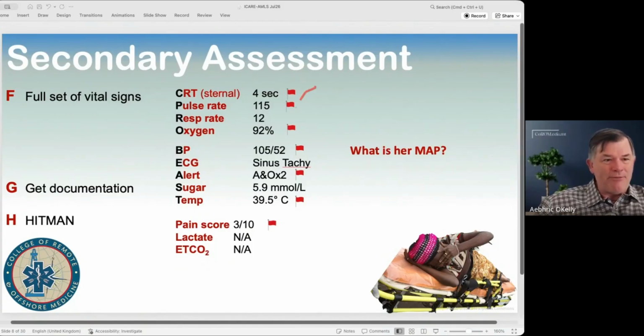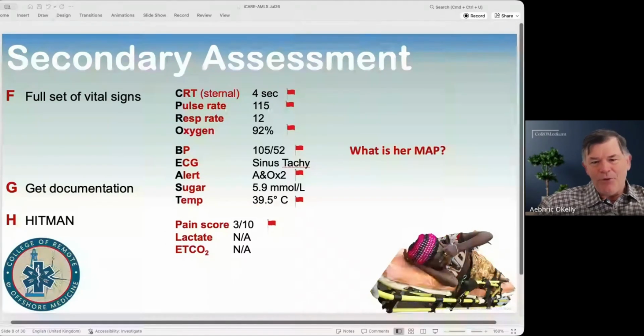Cap refill is a red flag. Pulse rate's a red flag. SpO2 is a red flag. BP is a red flag. But the map, we'll see. We'll see where it goes. She's altered. Not happy with that. Temperature. I know we're in Ghana, northern Ghana. I've been there. It's hot. What, 39? Yeah, I'm not too happy about that. So we have some vital signs.